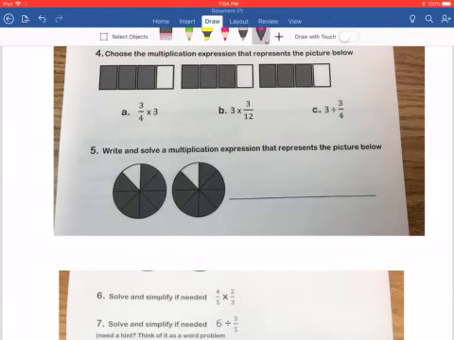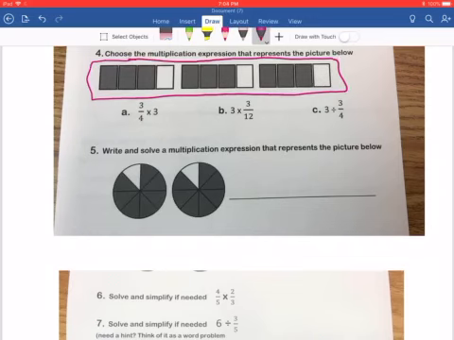Choose the multiplication expression that represents the picture below. So this is the picture. And it looks like I have 3 of something. And I am multiplying those 3. So it looks like I have 3 candy bars maybe. And each one is 3/4 shaded. Because there's 1, 2, 3, 4, 1, 2, 3, 4, 1, 2, 3, 4.